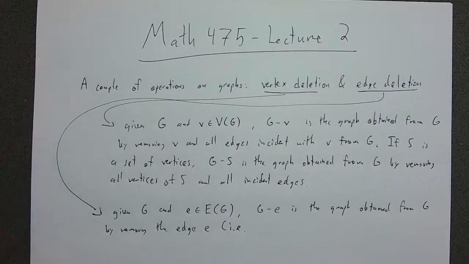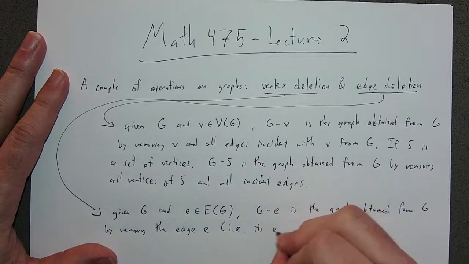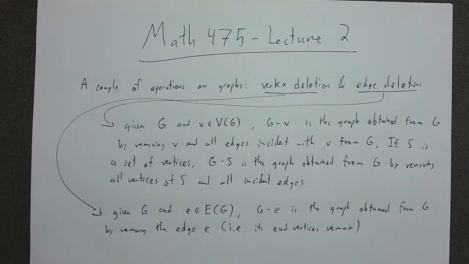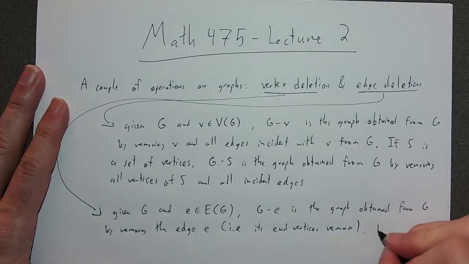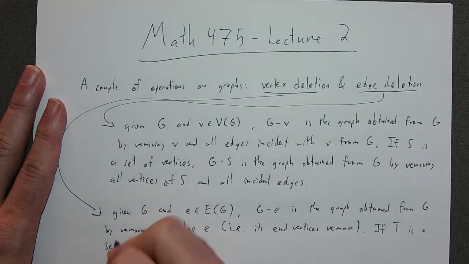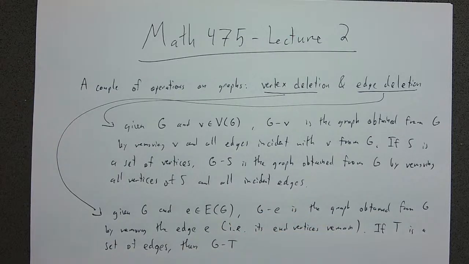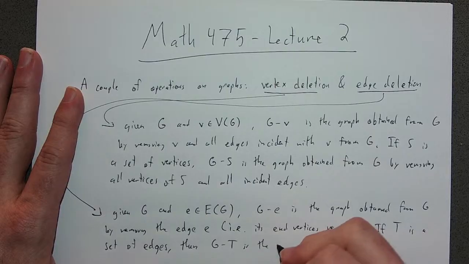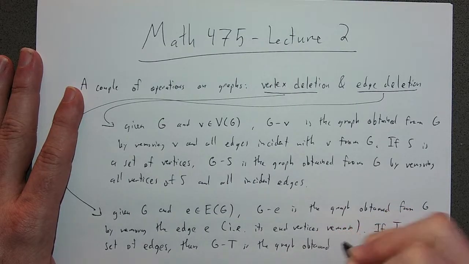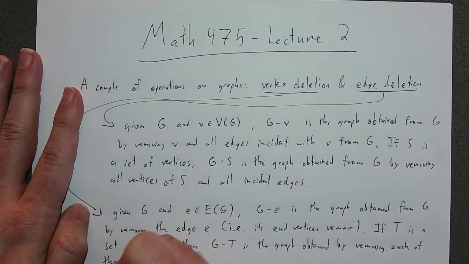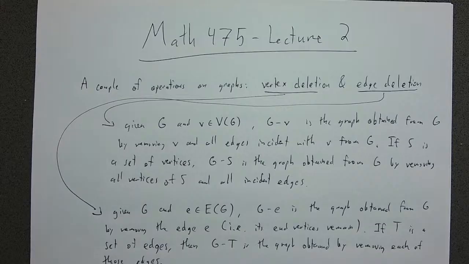So I will emphasize here, i.e. the end vertices remain. So only the edge gets deleted. Its end vertices do not also get deleted. Okay. In the same way, if T is a set of edges, then G minus T is the graph obtained by removing all of those edges, and all the end vertices will remain. So G minus T is the graph obtained by removing each of those edges.